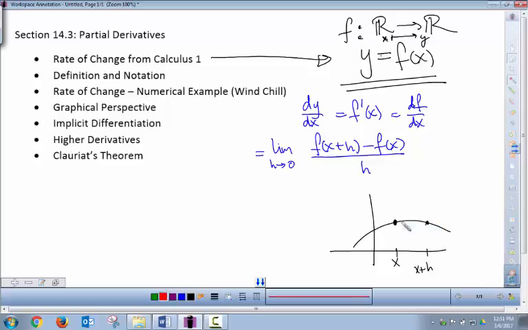We could think about it as x and x plus h, and then this is the length of h. H is a distance, and as h goes to 0, the secant line becomes more like a tangent line. The slopes are what we're looking at. So this is the definition of the derivative for one variable. It's a limit.